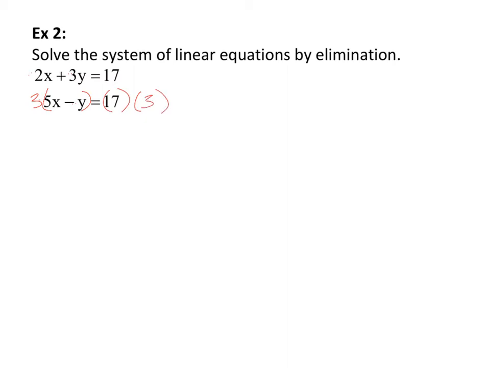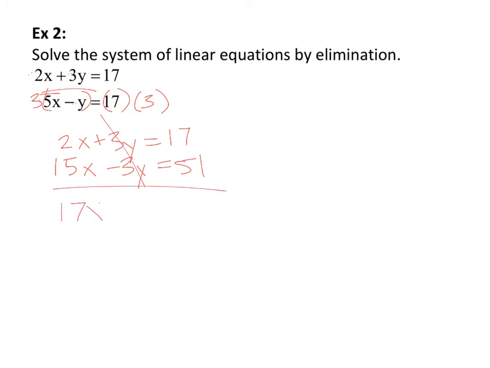The signs will already be different, so I don't have to include the negative. So I have 2x plus 3y is equal to 17. Distribute, and I get 15x minus 3y is equal to 51. Cancels out. I get 17x is equal to 68. Divide by 17. Alright, cool. X is equal to 4.